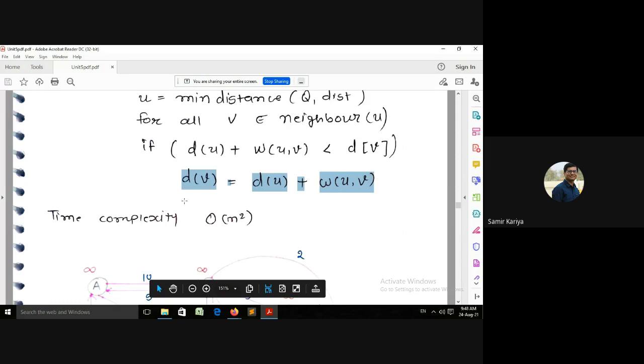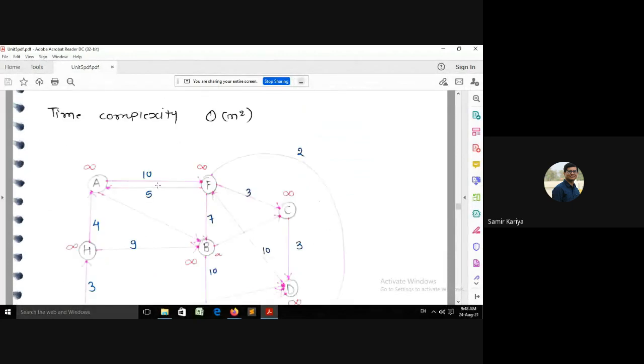Time complexity is n square, where n is the number of vertices or nodes. So let's take one example here.